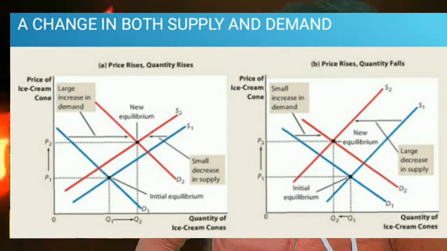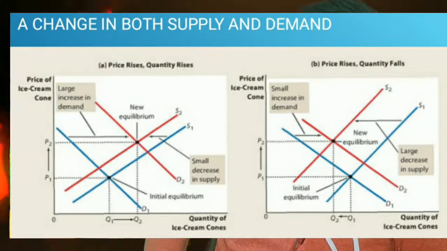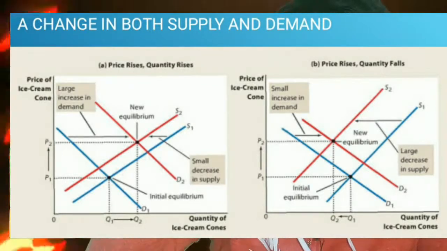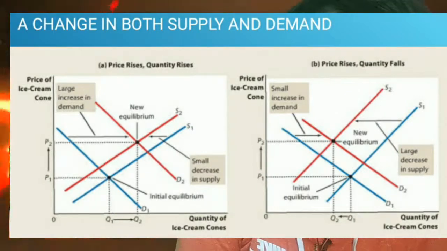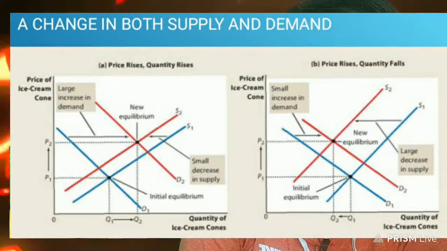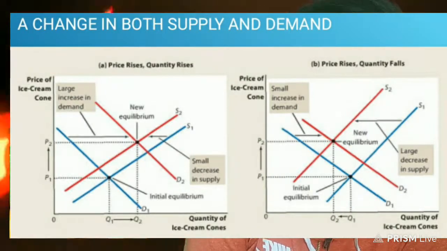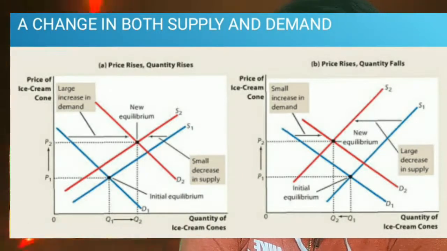Sa graph na yan. So, tignan nyo mabuti yung graph at ating i-analyze. Okay. Now here. Alright. So, we have a supply curve and a demand curve. The original supply curve and the demand curve, I colored blue. Blue yung color ng original supply and demand curve, right? Yung bagong supply and demand curve, yung bago, kulay pula. Dito sa A graph. Tingnan niyo mabuti.